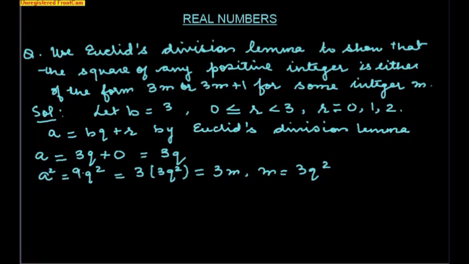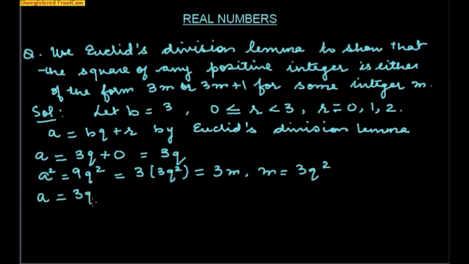I repeat, I have found the square because the question deals with the square of any positive integer. Now 9q square can be written as 3 into 3q square because we need 3m, so 3 into something. This something I've taken to be m, and m is equal to 3q square. Thus I've got the form 3m as in the question.